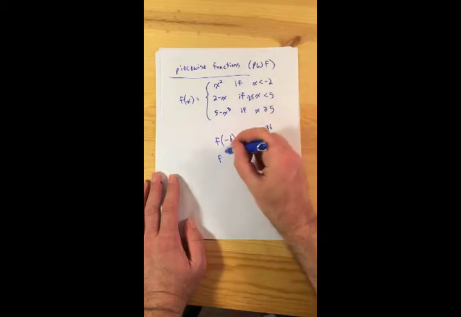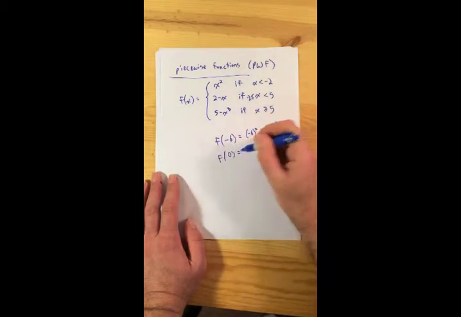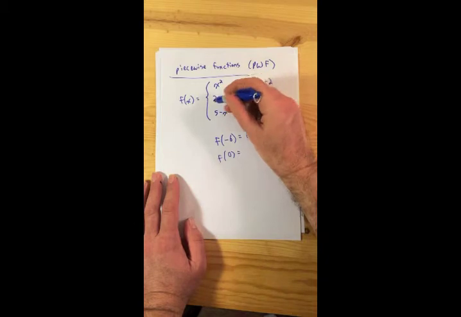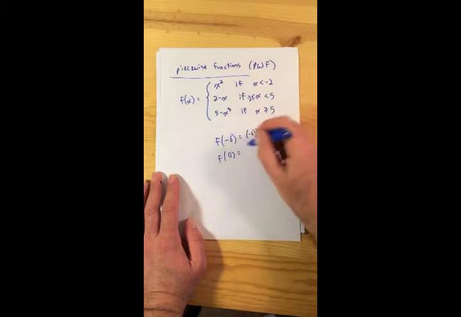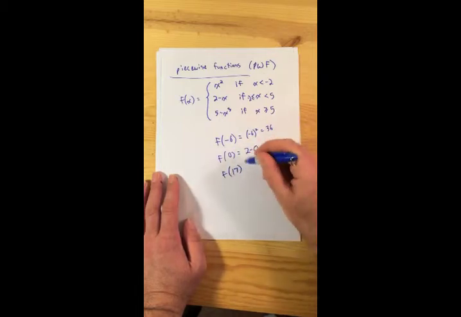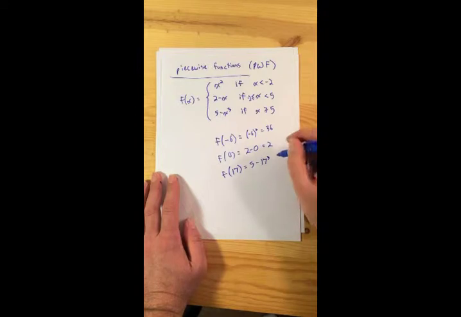If I wanted to evaluate f of 0, which function am I going to plug it into? Well, 0 is between negative 2 and 5, so I'm going to calculate it using the middle one. So f of 0 is 2 minus 0, which is 2. If I wanted to evaluate f of 17, that's going to be 5 minus 17 cubed, some very large negative number, and I don't know what it is.